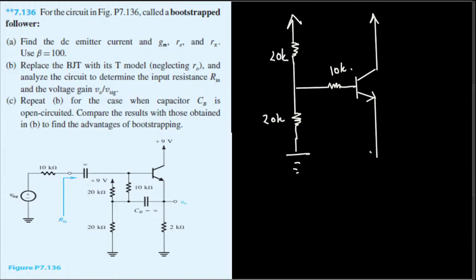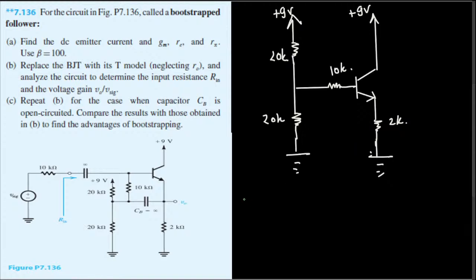Okay, and this bottom part is connected to the ground, and here we have a 2k ohm resistance. And what else do we have? We have this 9 volts here, and the same voltage right here as well. So both of them are plus 9 volts. Other than that, nothing else to worry about here. So this is the equivalent circuit.